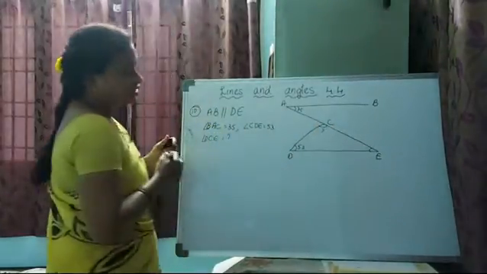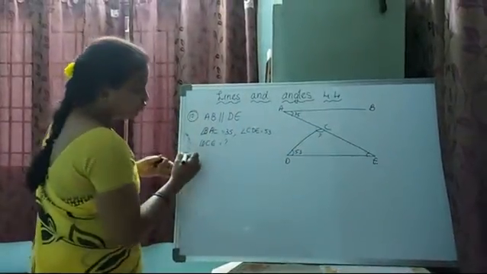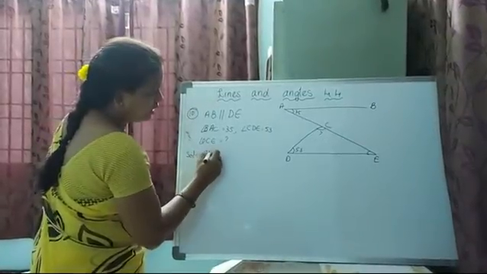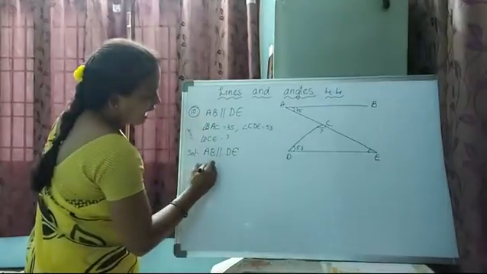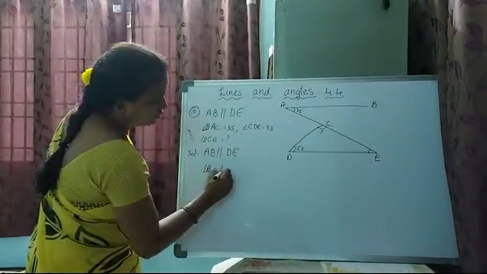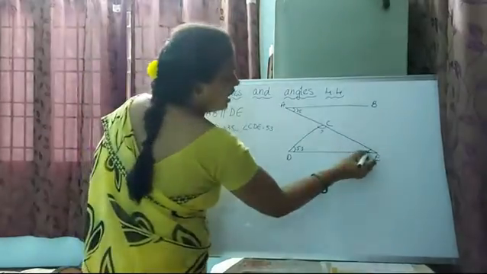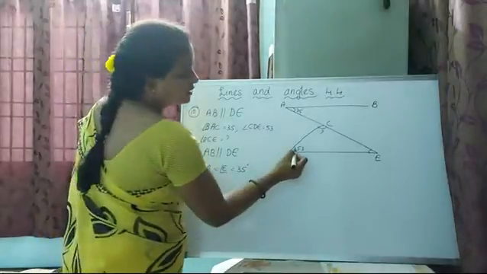How to find that one? These two lines are parallel. If two lines are parallel, alternate interior angles are equal. AB is parallel to DE, so angle A is equal to angle E, that is equal to 35 degrees. Alternate interior angles are equal. Next, this one we knew.